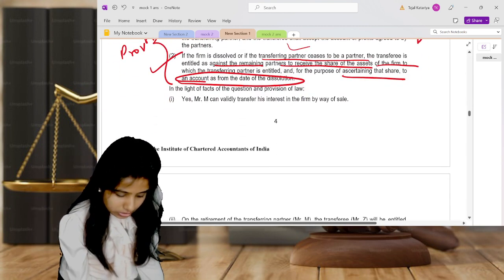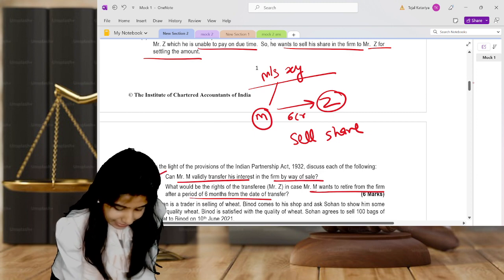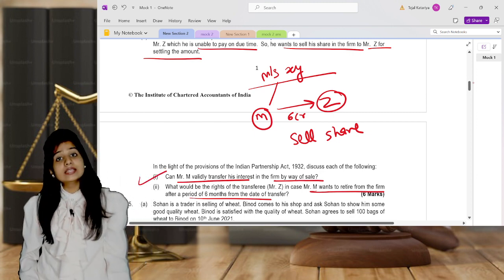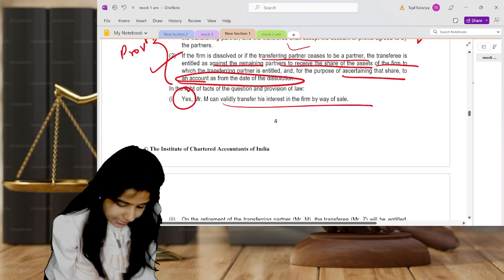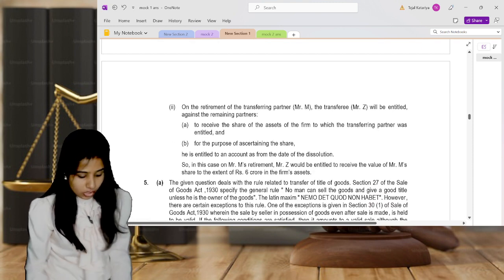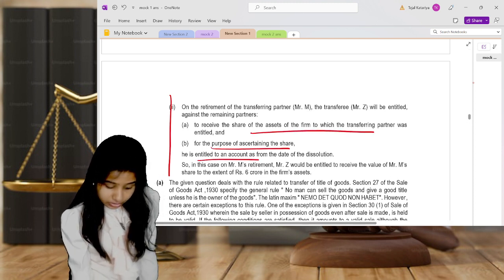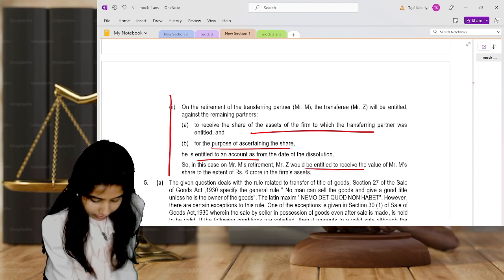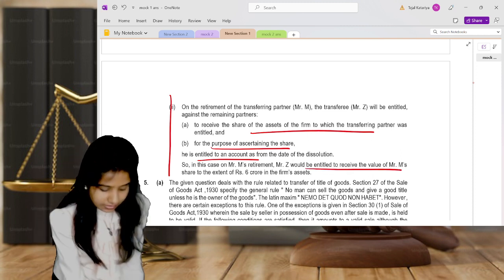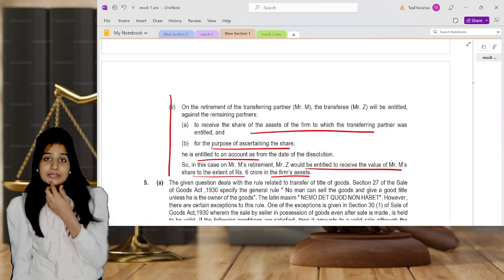So in the first situation, the first question was, can Mr. M validly transfer his interest? Then the answer will be yes. According to section 29, yes, he can transfer his interest, and because of the retirement, he will receive the share of assets. He can even check the books of accounts also. So in the second situation, yes, on the retirement, he is entitled to receive his share up to the extent of the value of 6 crore in the firm's assets.